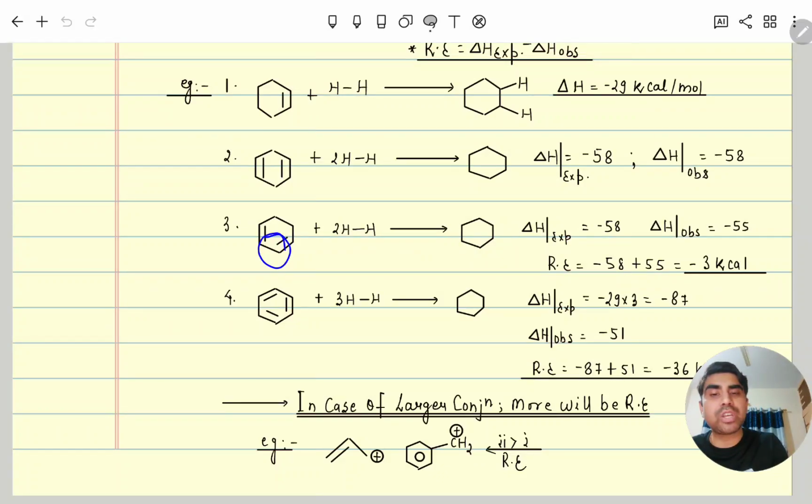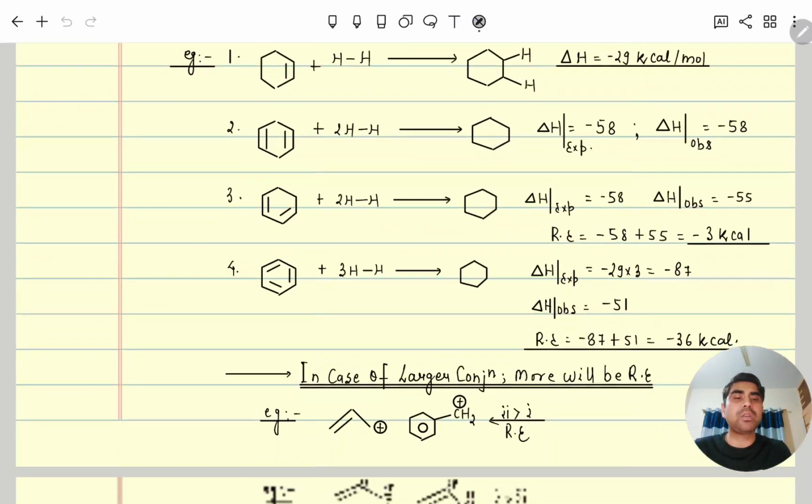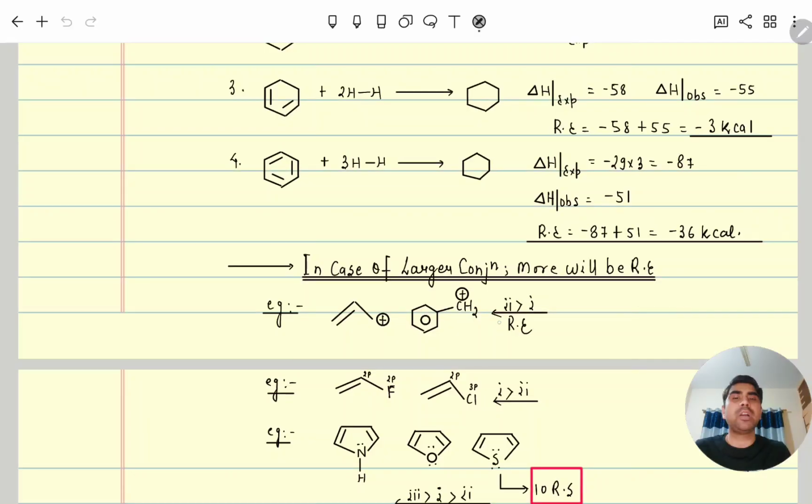Due to that conjugation, minus 3 kilocalorie of energy is released. Now here, in heat of hydrogenation, you can see this system is in conjugation overall. Expected is minus 29 for one pi bond, so minus 29 into 3 is minus 87. But the observed value is minus 51. So the resonance energy is minus 36 kilocalorie. We can say that the more the conjugation, the more the resonance energy. In the case of larger conjugation, resonance energy will also be more.